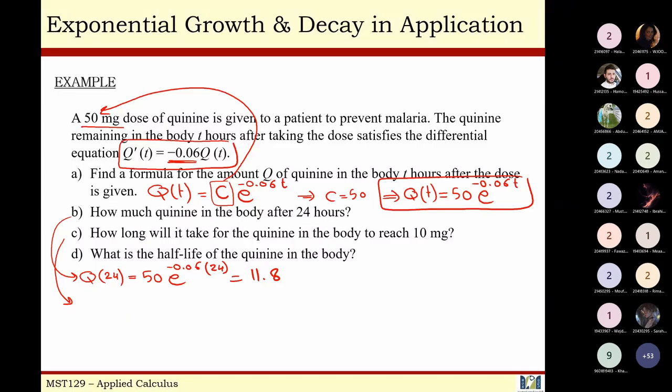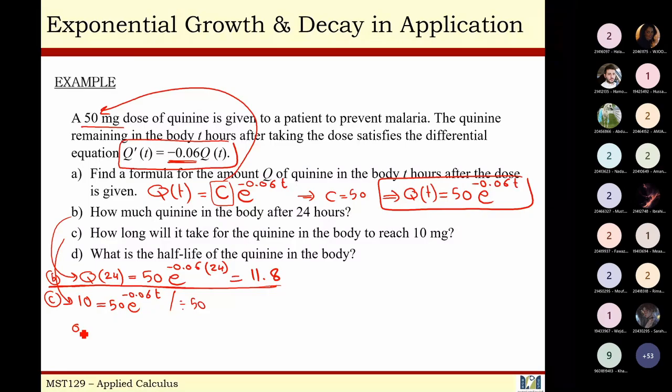So we need to find the time, after what time the quinine in the body reaches 10 milligram. Divide by 50. This is for B, and this is C. Divide by 50, sorry. We have 10 over 50, which is 1 over 5, 0.2. So 0.2.